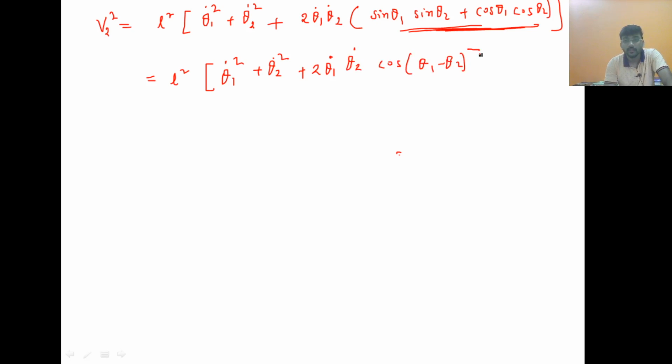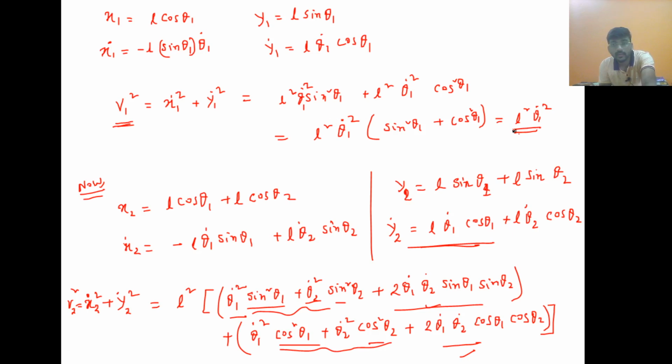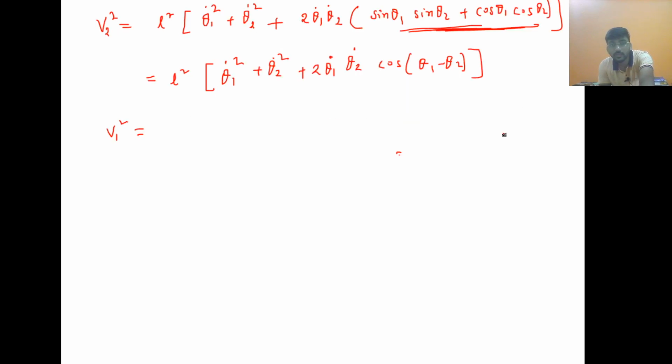So this will be v2 square, and we have v1 square as L square theta 1 dot square only. So it will be L square theta 1 dot square.